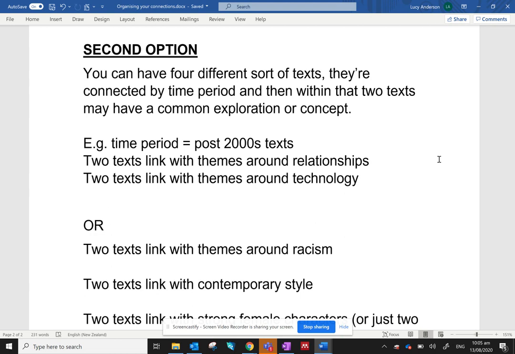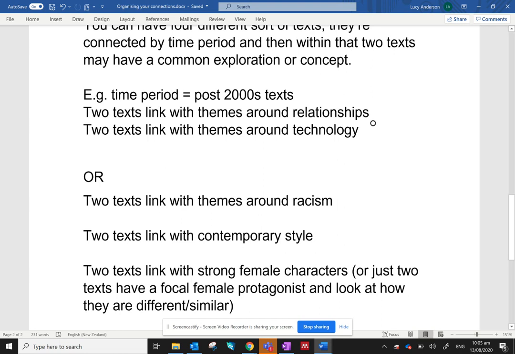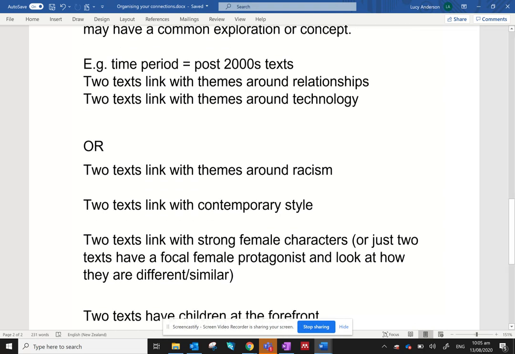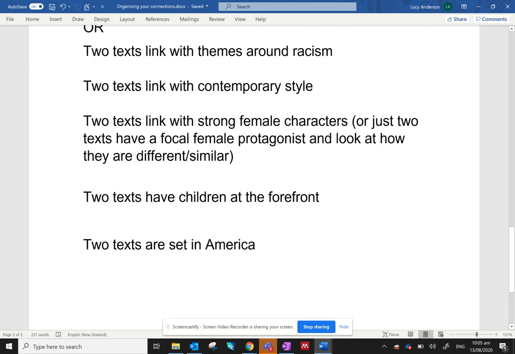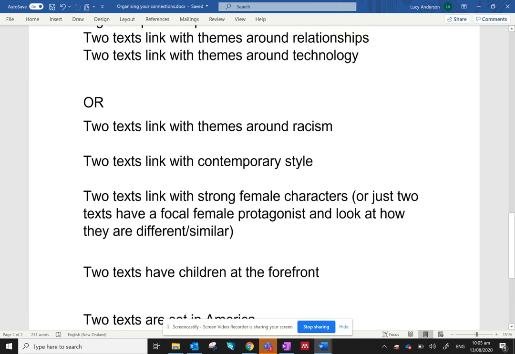Look at how that time period influences that portrayal. You might find that they link with racism, they might have a contemporary style, they might have strong female characters, or they just might have a focal female protagonist or a focal male protagonist. And you might see that that looks different in different texts. So if you did We Need to Talk About Kevin, you might look at his portrayal of masculinity versus the portrayal of a male character in Cat Person, or any of the poems that you've got. You might see that the text have focuses on young characters, old characters, whatever. So there is characters, children at the forefront of the text, set in America, set wherever. So you might find that you've got that, and that's okay.